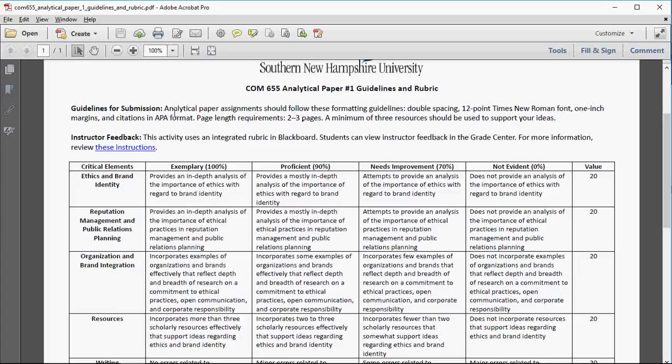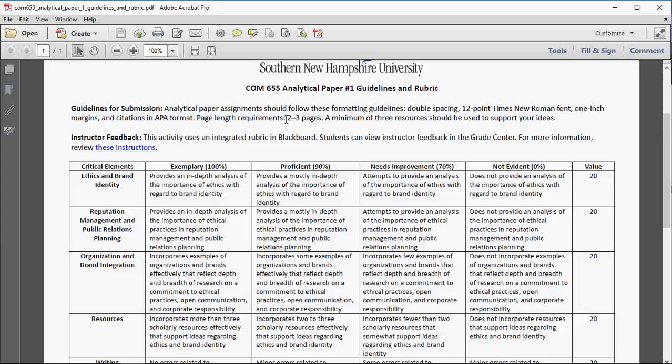The guidelines for submission, this first part is almost always the same, and that is that it must in fact be in APA style. Double spacing, 12-point Times New Roman font, 1-inch margins, and citations in APA format. All of those things are APA format. Page length requirements for this assignment are 2 to 3 pages. And please take note that if you write outside of these requirements, whatever the page length requirements are, in this case 2 to 3 pages.